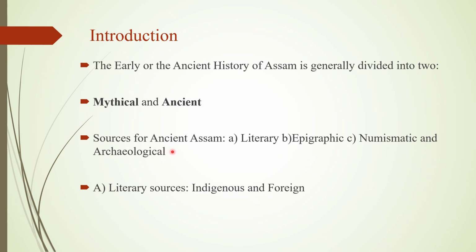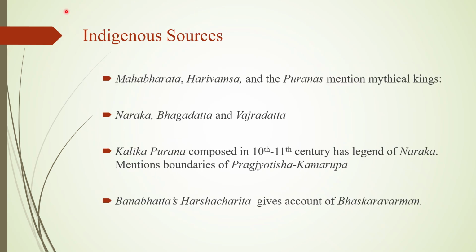So, we will be dealing with ancient Assam. Okay, so sources for ancient Assam, we have literary, epigraphic, numismatic, and archaeological. So these are the important sources for ancient Assam. Today we will be dealing with literary sources. In the context of the ancient history of Assam, literary sources have been divided into two, indigenous and foreign. As the name suggests, indigenous sources are those written or produced in India or Assam.